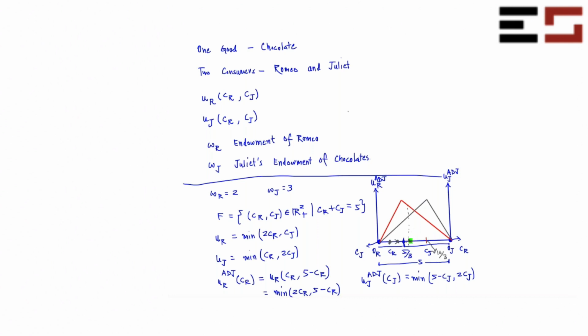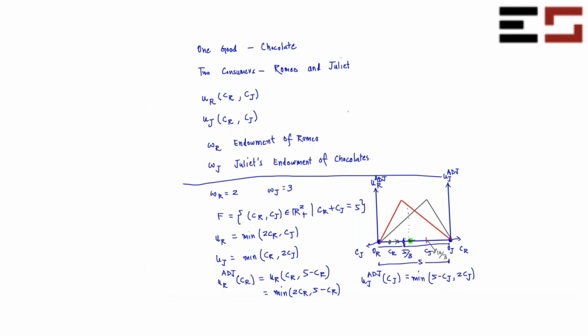So basically, if you are at this point and you give more chocolates to Romeo, Romeo will be worse off. Romeo at this point will say, okay, I would want Juliet to consume more chocolates. If you increase Romeo's consumption of chocolate, Romeo will be worse off because he would want Juliet to consume more. And if you move to the left, Juliet will be worse off because Juliet would want Romeo to consume more. Make sense? Can you see the romance here? Yes. Okay, so clearly this is Pareto efficient, right?